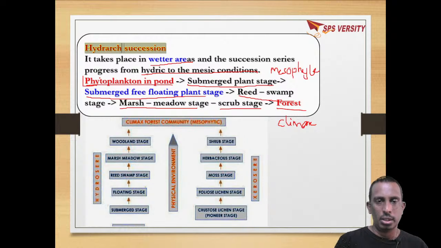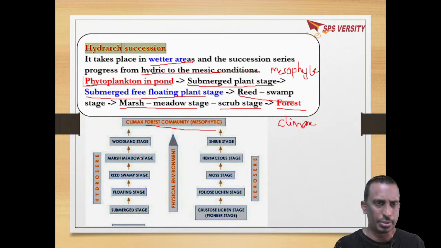So here if you see this, that is the hydrosere, the communities which come, it starts with the phytoplankton, submerged, free floating, reed swamp stage, marsh meadow stage, woodland stage, and forest. The final stage is forest, which is mesophytic. So gradually we can see a lot of communities changing over time in this place. These are different serial communities which come into picture when succession starts in the wetter areas.